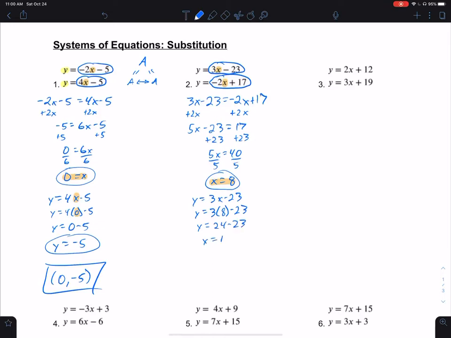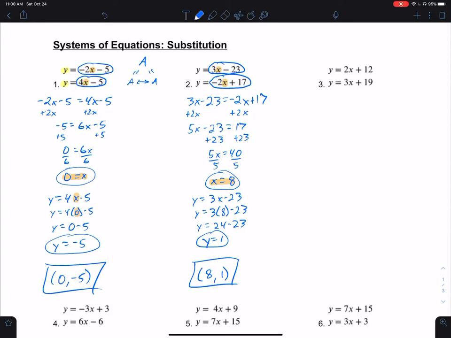So y would be equal to 1. And once again, write your answer as a coordinate point. So we're going to say (8, 1). Let's just fix that y. That should look a little more like a y. So y is equal to 1.